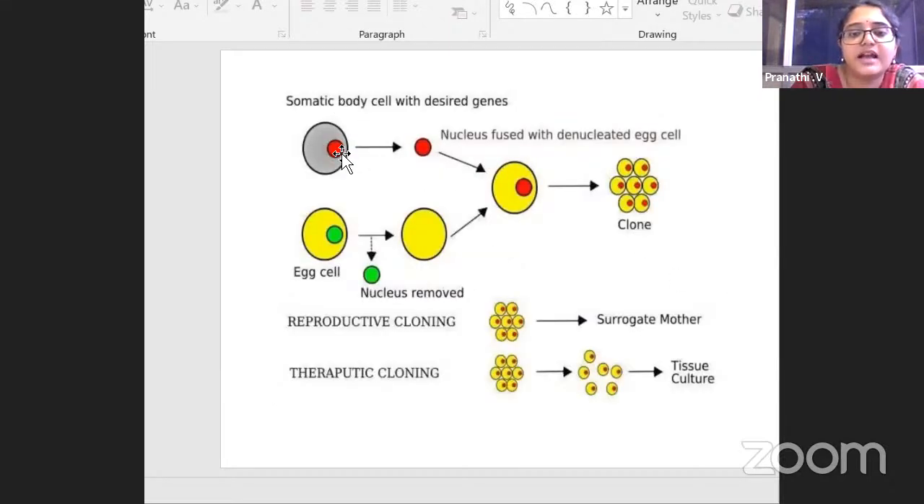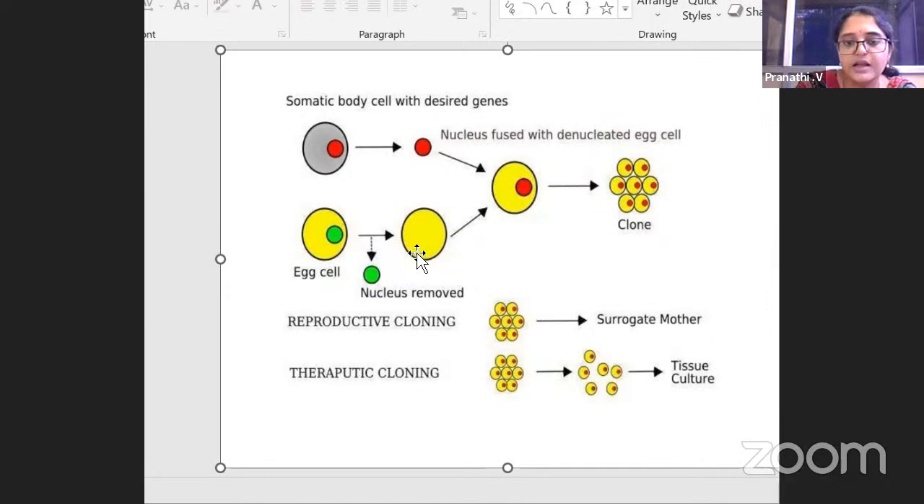So, a somatic body cell having the desired genes, and a denucleated egg cell with the nucleus removed. From the egg cell you are removing the nucleus, leaving a haploid cell. Had it been fused, it is a different story altogether. But for your purpose, you're taking the nucleus from the somatic cell and putting it into the egg cell, and then preparing a clone, which you're going to implant in the surrogate mother. For therapeutic cloning, you're going to do it for tissue culture. So this is how you will have basic cloning as such.